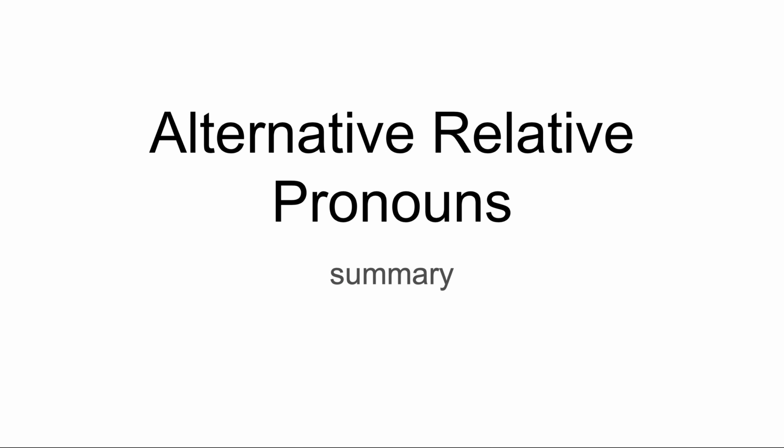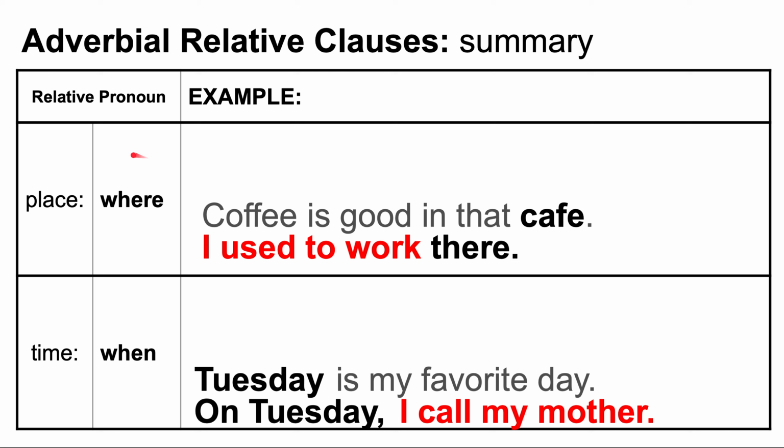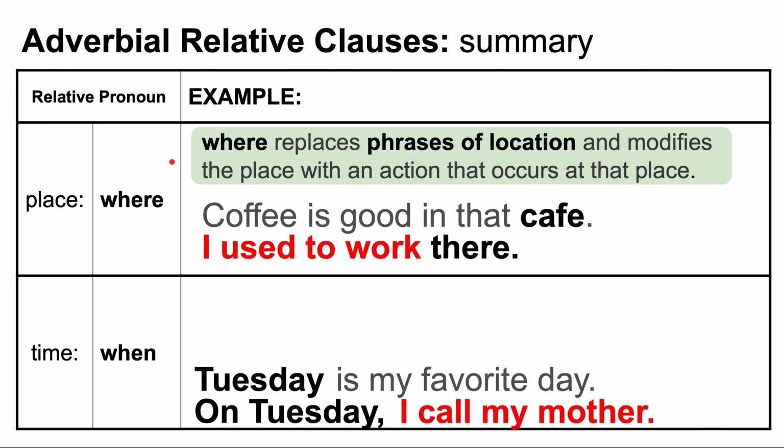Now let's do a quick summary. To modify a place, use where. Remember that where replaces phrases of location and modifies the place with an action that occurs at that place. Where can be used to combine two sentences.